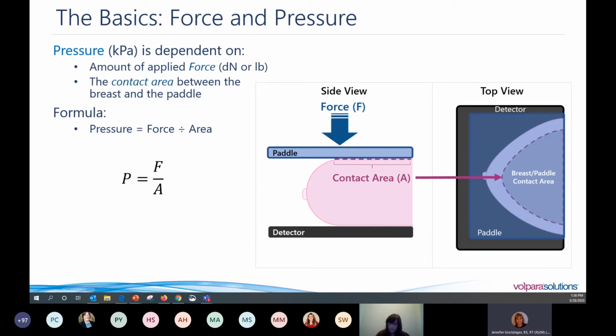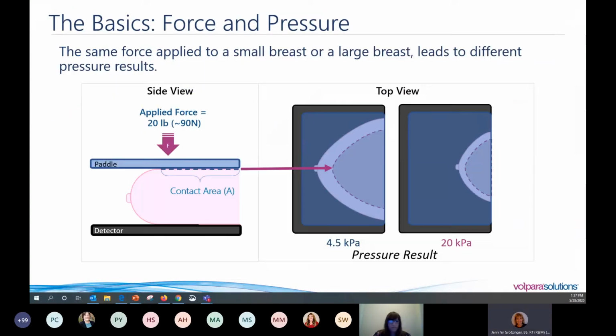Pressure, or kilopascals, is dependent on the amount of applied force in decanewtons or pounds and on the contact area between the breast and the paddle. The formula for pressure is pressure equals force divided by area. The same force applied to a small-breasted patient or a large-breasted patient leads to different pressure results.